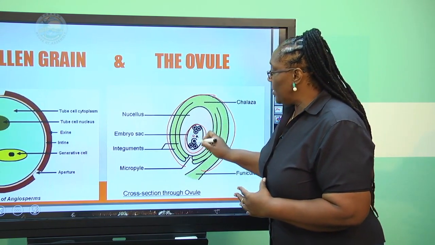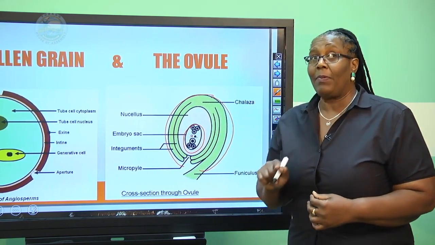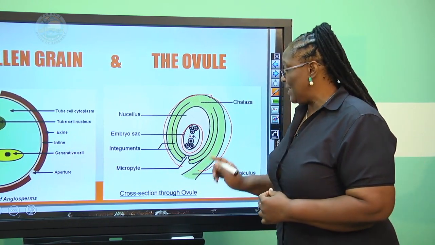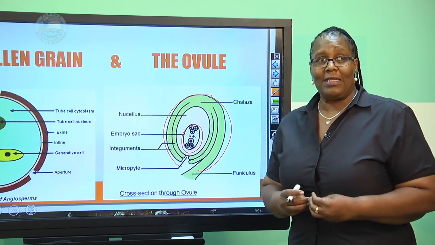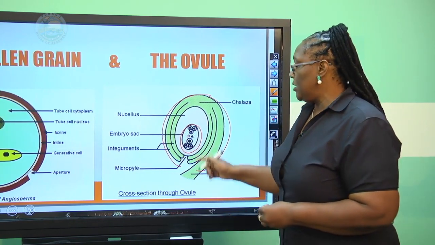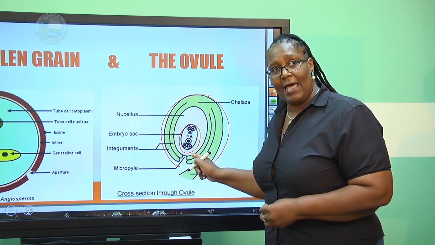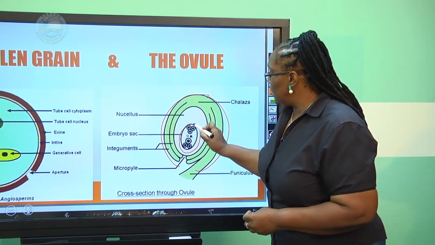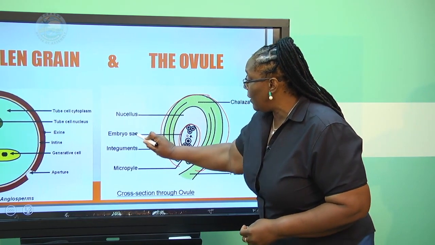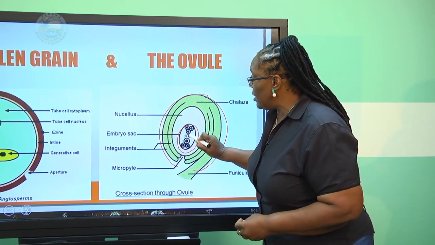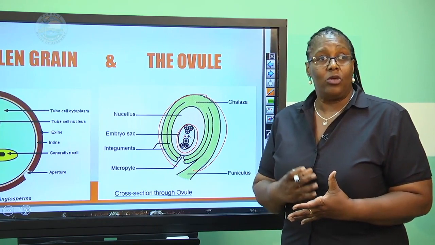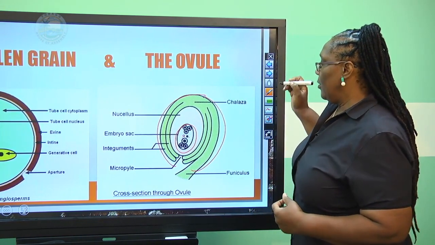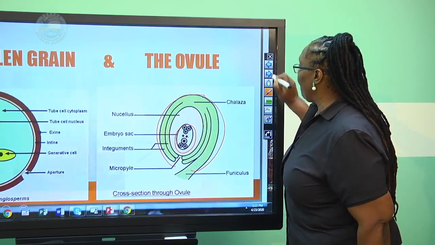And this is very important at CAPE level for you to appreciate this. At Form 5 level, it was not necessarily compulsory at CSEC level, but at CAPE level, it is very important that you understand the structure of this structure here, which is the embryo sac, and precisely how you get the 8 nuclei formed. Good? So let's move on from here.